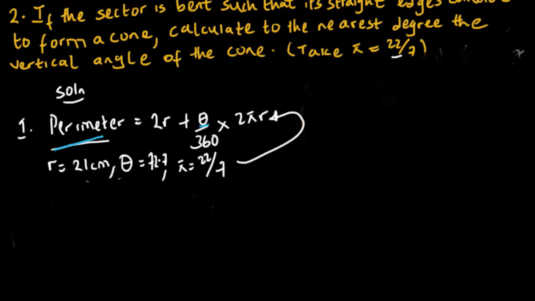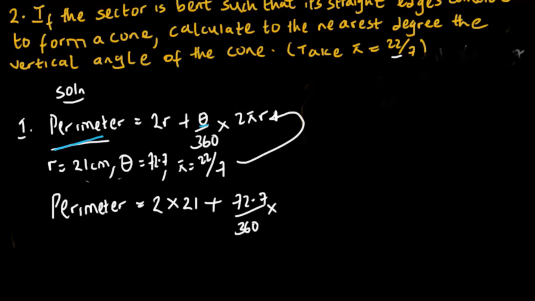Now all I need from you is for you to just follow this step by step. It's not hard, it's just for you to understand it and to follow step by step. So it means perimeter equals 2r, r is what, 21, so 2 times 21, plus theta is what, 72.7 all over 360 times 2 over 1 times pi is what, 22 over 7, and radius is what, 21 over 1.